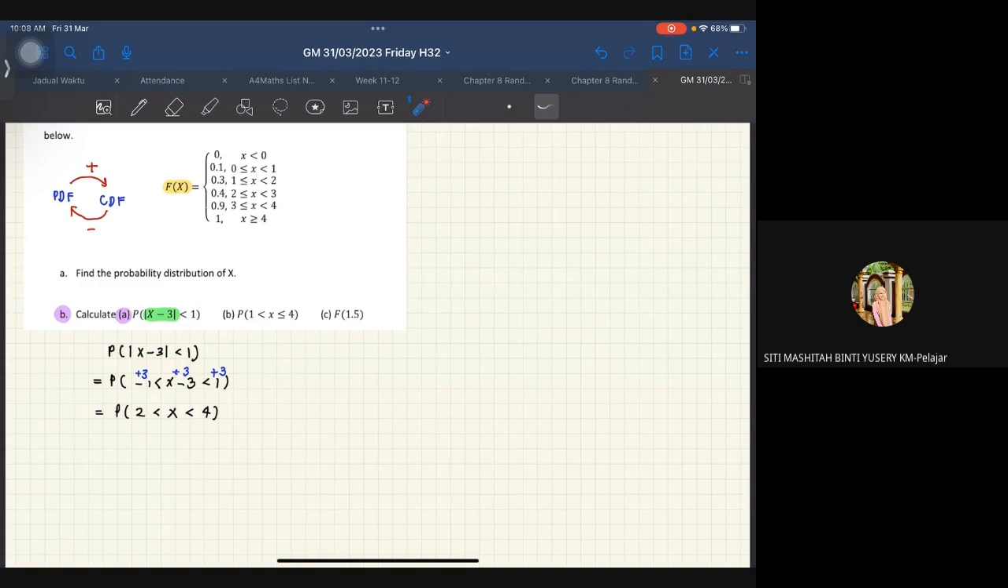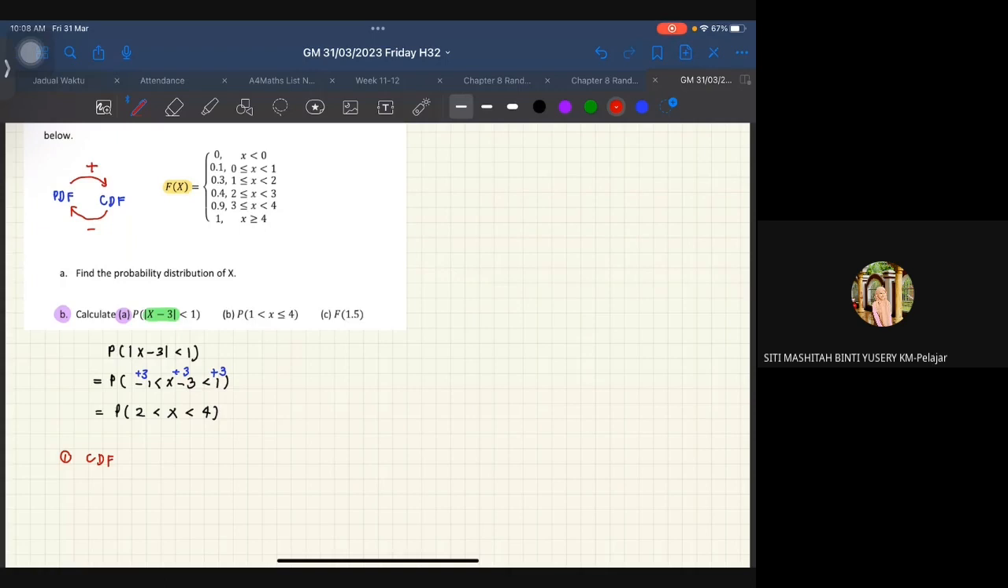Okay, so for this one, kita ada dua cara yang kita boleh guna untuk cari. So the first method is by using boxes method, which is cumulative punya cara. And another one is by using PDF, probability method. Okay, so saya akan tunjuk yang CDF dulu, box dulu, lepas tu baru saya akan tunjuk PDF pula. Okay, so the first method is by using CDF.